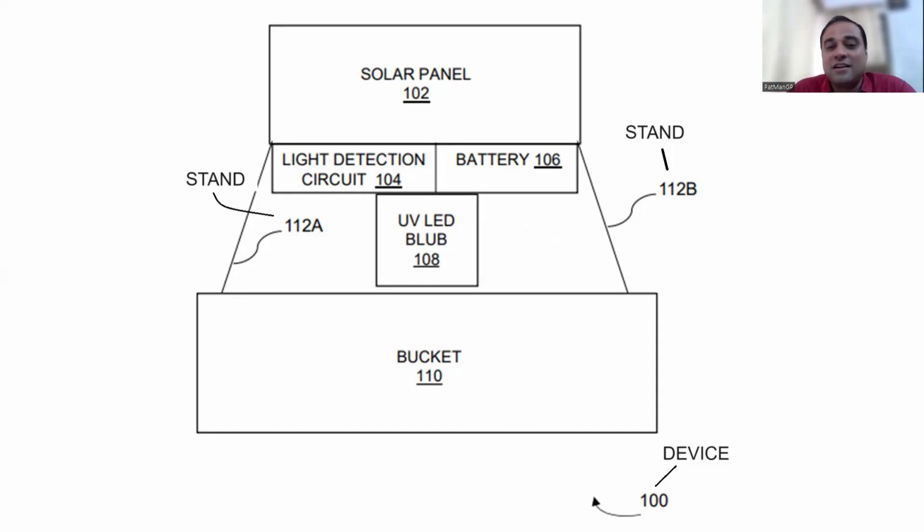But the intensity of the ultraviolet rays is sufficient to damage or kill the insects. So as the insects start swirling around this bulb, after exposure to the ultraviolet rays for some time, the insects die. And when they die, they fall in this bucket. So this is how this particular device works.